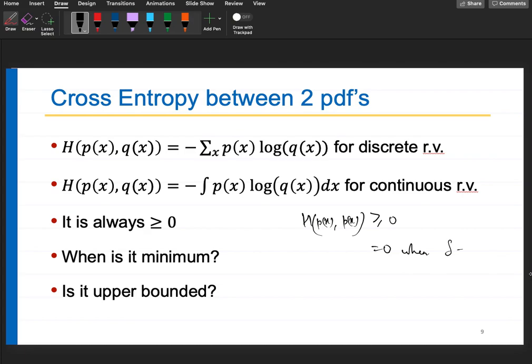Is it upper bounded? Is there any upper bound on h of p x comma q x? Should I do it or should I leave it for you?